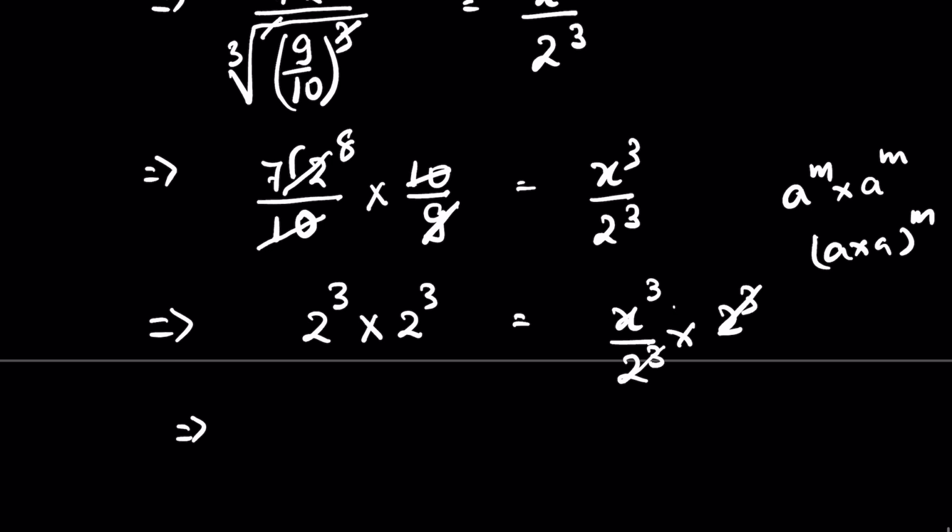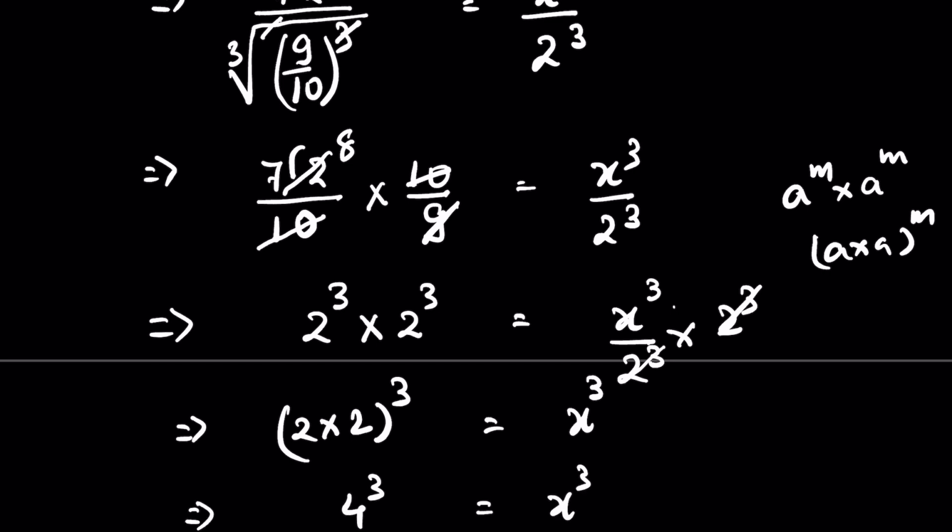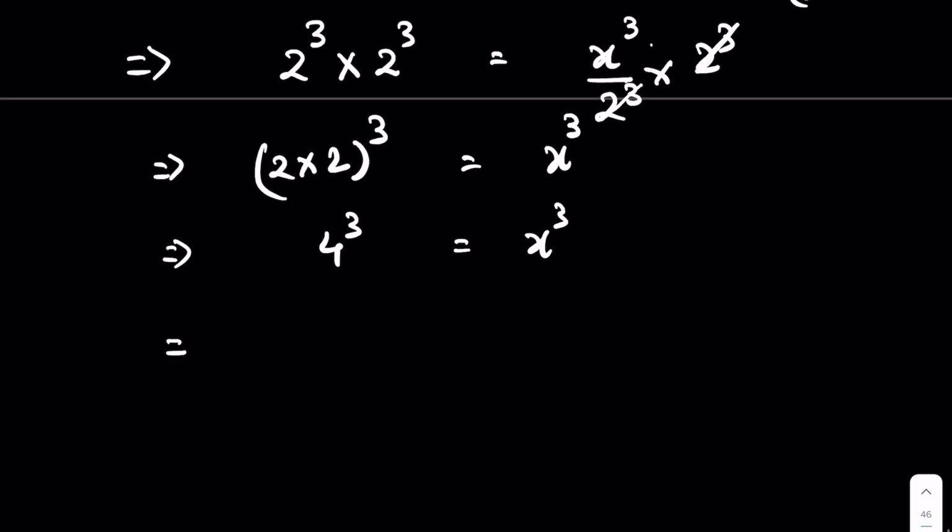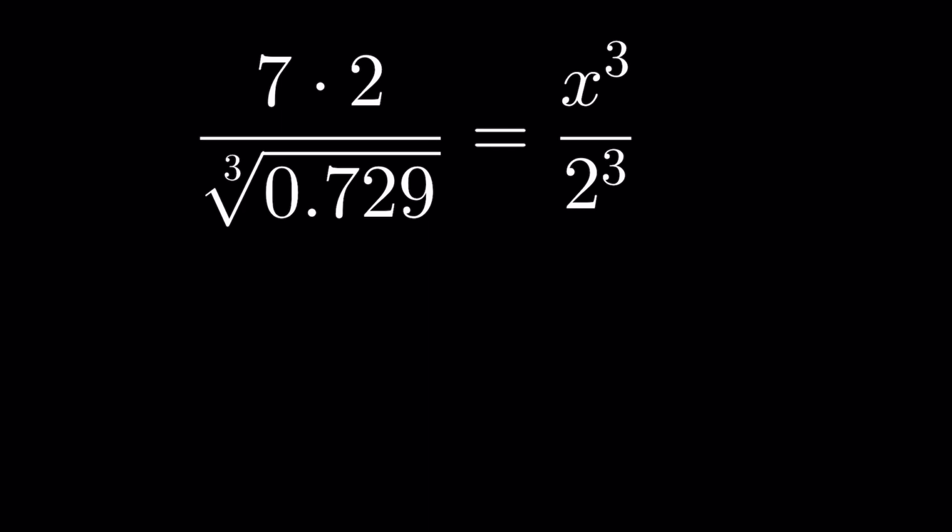So we can write it as 2 times 2 whole raised to the power 3 is equal to x raised to the power 3. So this is 4 raised to the power 3 is equal to x raised to the power 3. So that means x is equal to 4. We can verify the answer by substituting the value of x here.